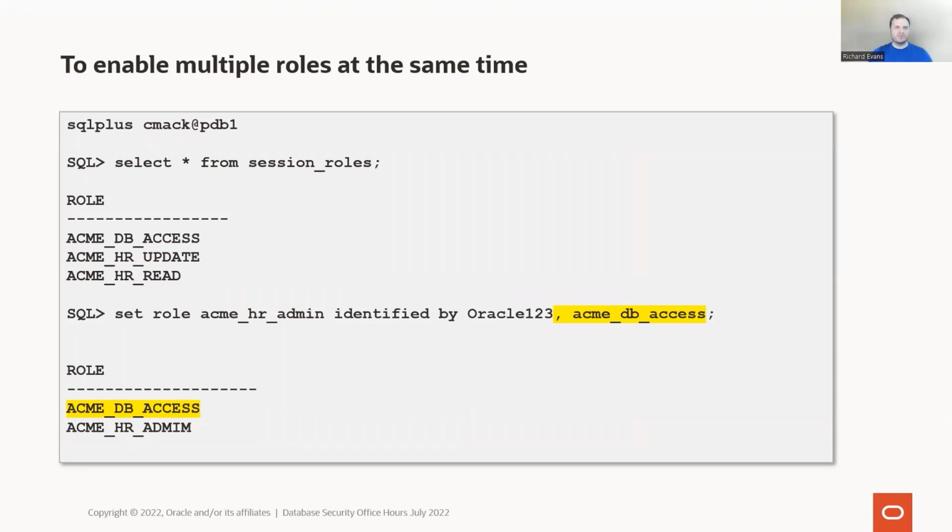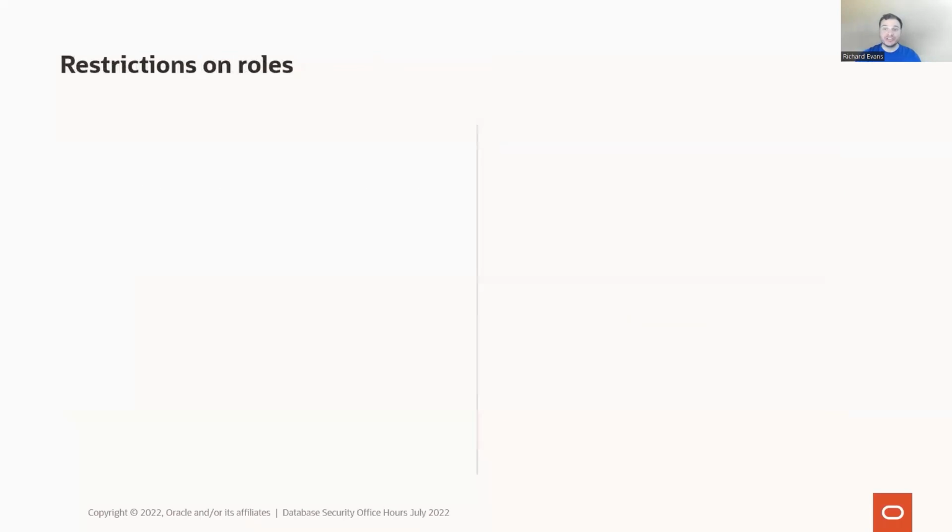One of the things I would say is, if you need the read access and you need the DB access still enabled, then grant those to the HR admin role. That way, when you enable that secure application role or that non-default role or that password protected role, those continue to be enabled with it. Okay, but you can do set role HR admin, comma, DB access, comma, HR read. All right, some restrictions on these roles.